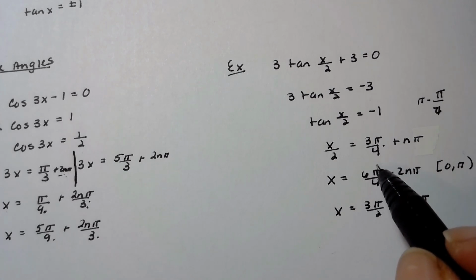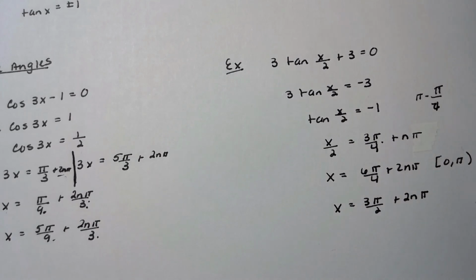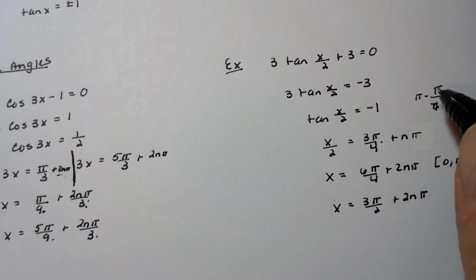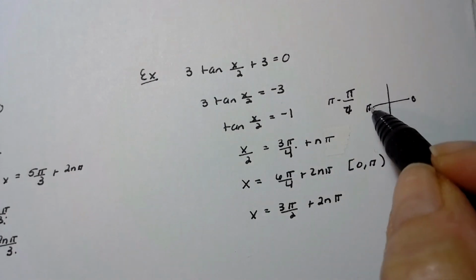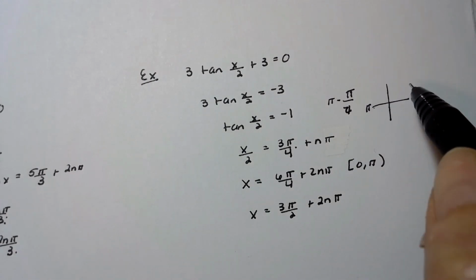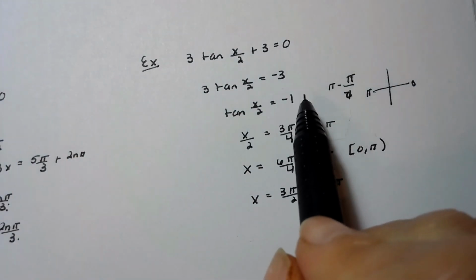I'm sorry. Oh, yeah, sorry. This is tangent. I forgot. Sorry, my bad. So remember, the interval for tangent is from 0 to pi. So technically speaking, there's one solution from 0 to pi. So here's 0, here's pi. And the tangent solutions are in that interval. So anyway, there's one solution.